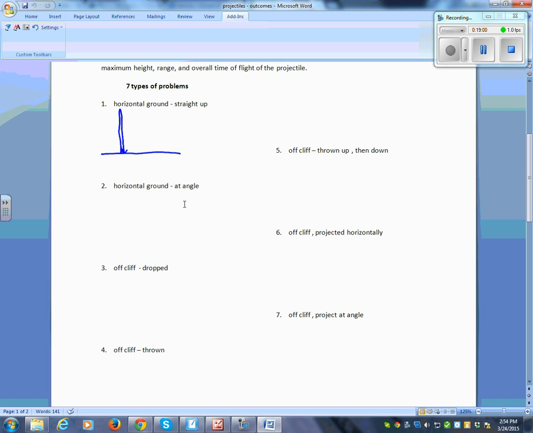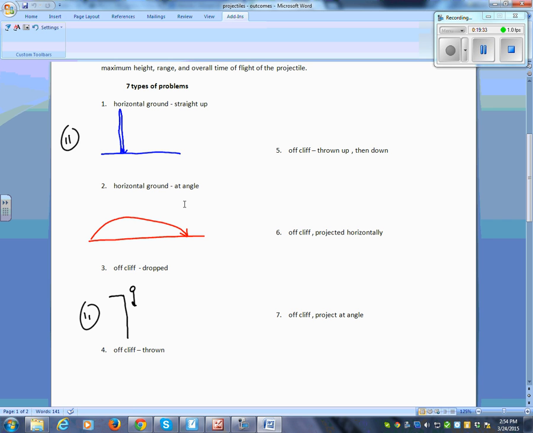Well, that should be a parabola. So, kind of like the guy throwing in the garbage can. More like Steve hitting an 8-iron on the golf course, because it's from the ground to the ground. What about off a cliff, dropped? What would that look like? Well, there's your cliff, and you're just dropping it. Did that in grade 11, because it's one-dimensional.